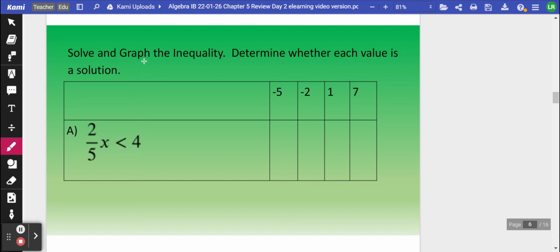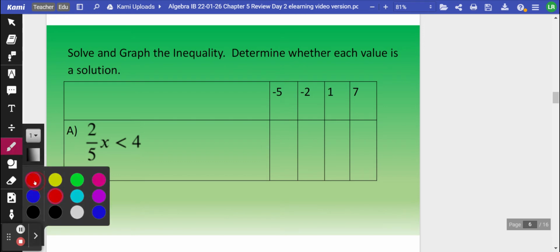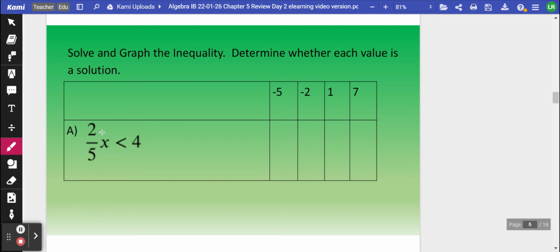This one says solve and graph the inequality. So I need to see a correct solved inequality. I need to see the correct graphed, and then you need to determine which of these are solutions. So, reminder for this one, there's 2 ways to do it. You can multiply by the reciprocal, so that means you're multiplying both sides by 5/2. Okay, or you can use the alternate strategy. You do it in 2 steps.